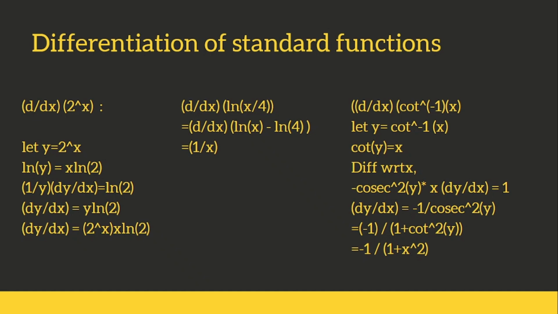So we will get negative cosecant squared y times dy/dx equals 1. We make dy/dx the subject. It will be minus 1 over cosecant squared y, equal to minus 1 over 1 plus cotangent squared y. So you put that back in. And how we did that was using one of the trigonometry identities that you can find in your MF26. And then we get 1 over 1 plus x squared times negative 1.